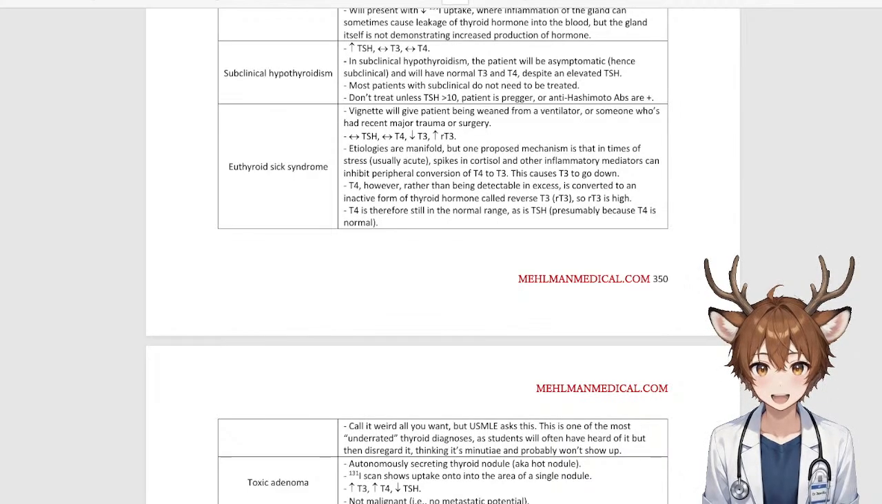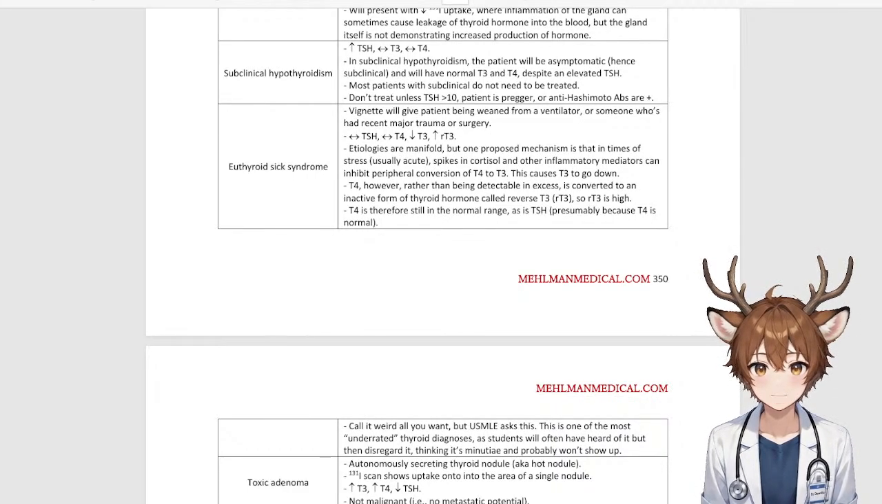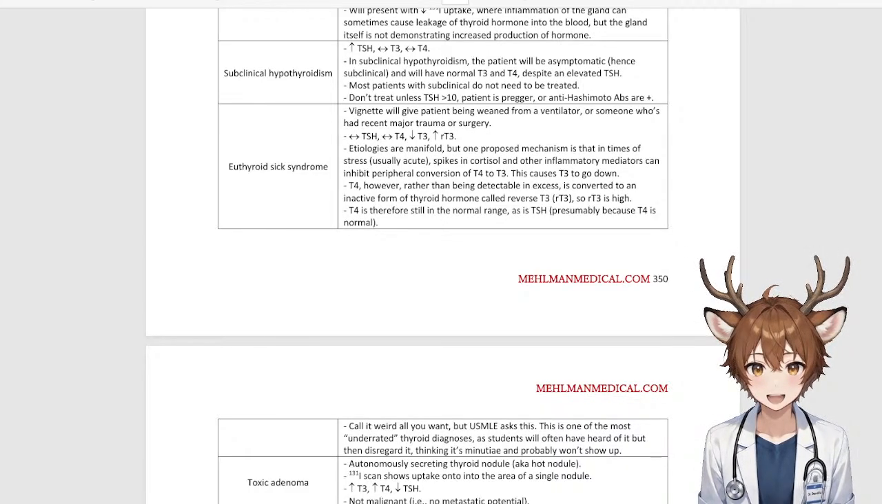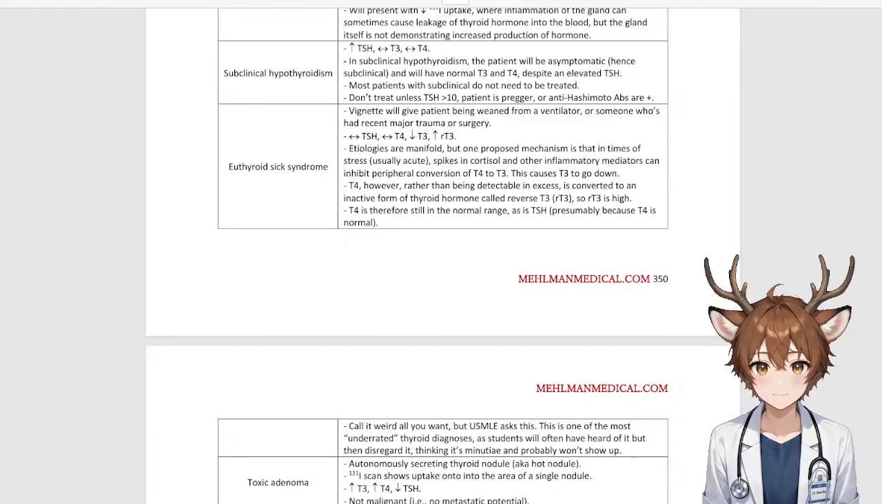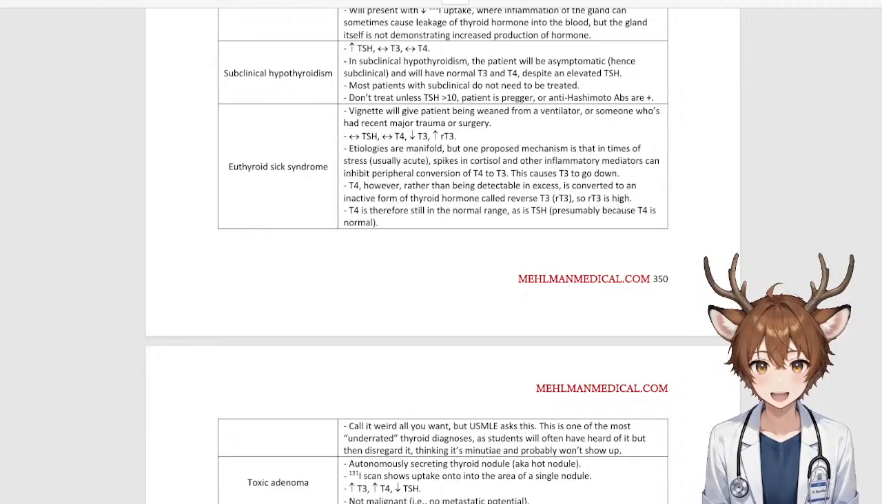Euthyroid sick syndrome. So the vignette will give a patient being weaned from a ventilator or someone who's had recent major trauma or surgery. Normal levels of TSH, normal levels of T4, decreased T3, increased RT3.